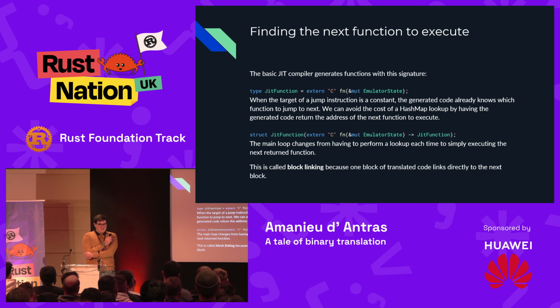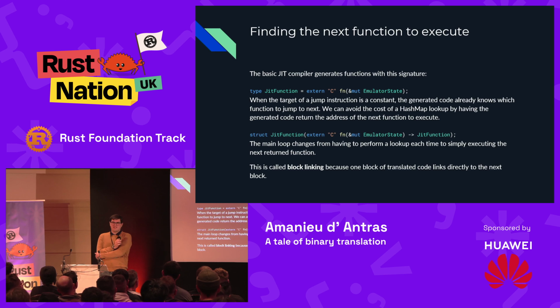If the target of a jump instruction is known at compile time, then we know that the lookup will always return the same value. So we just cache it. Just cache the result of the lookup in the generated code, and then the generated code can just directly return the address of the next function from the cache.